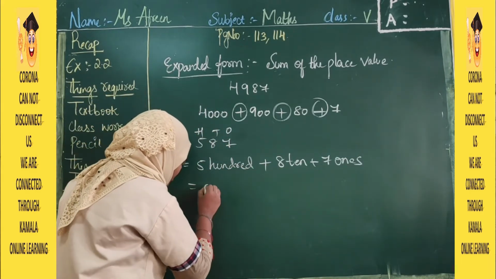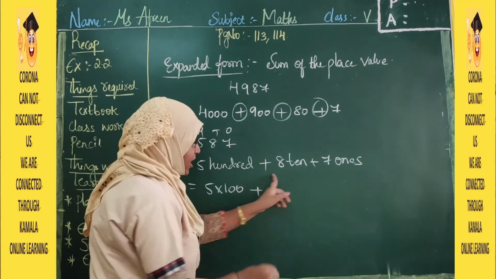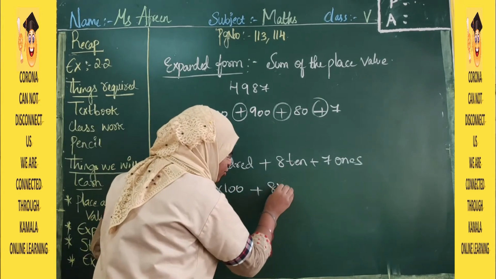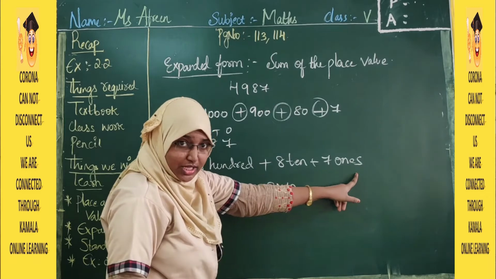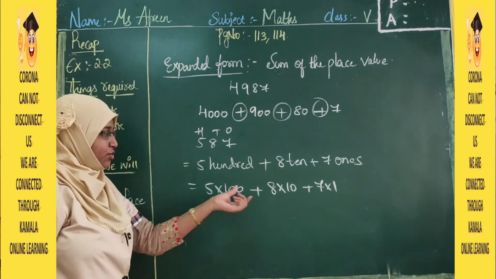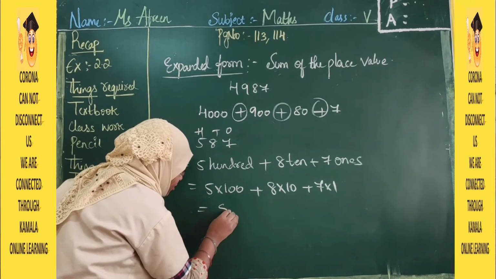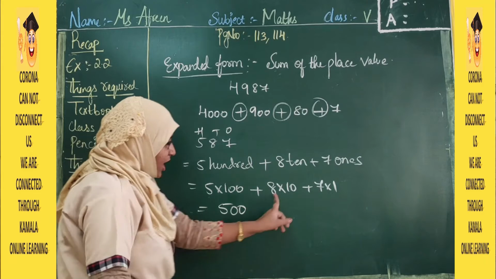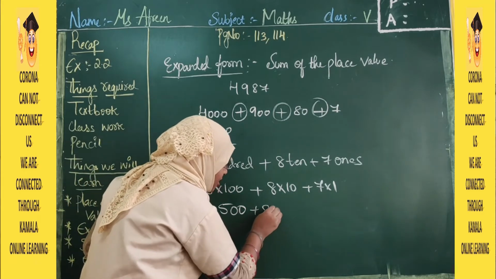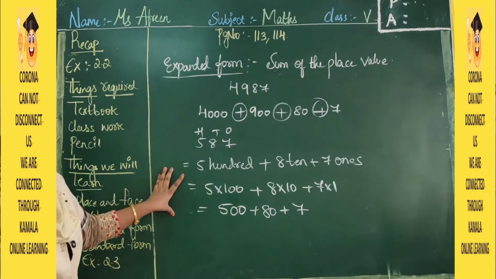Or you can also write: 5 is in which place now? Hundreds, so 5 into 100. 8 is in the tens place, so 8 into 10. And 7 is at the ones place, so 7 into 1. See, this is our expanded form. This way you can write 5 into 100, how much? 500. 8 tens are 80. 7 ones are 7. These are the three methods we can write our expanded form.